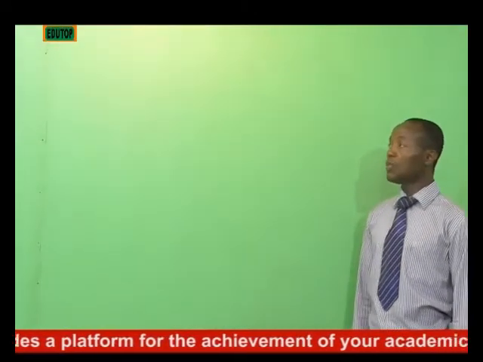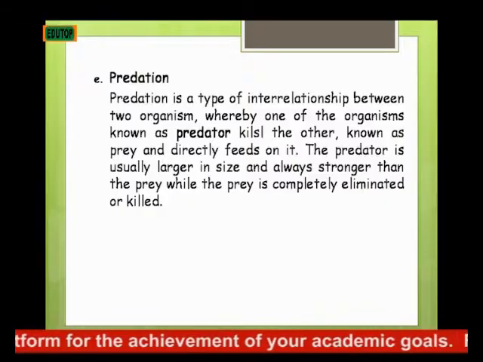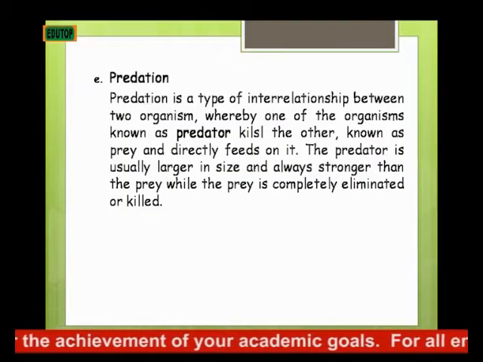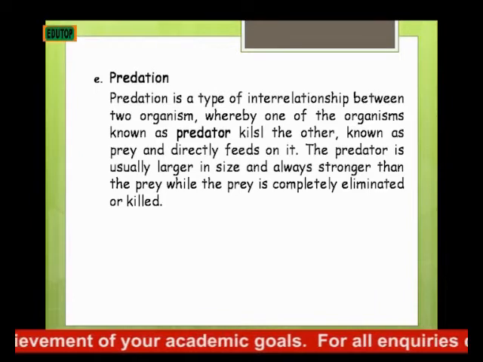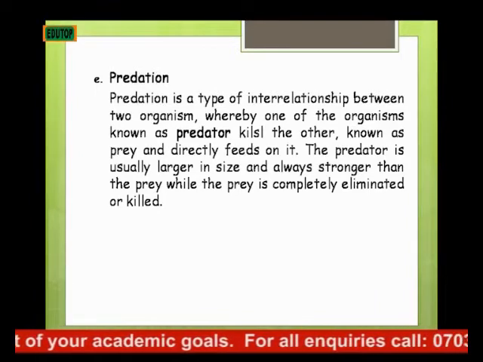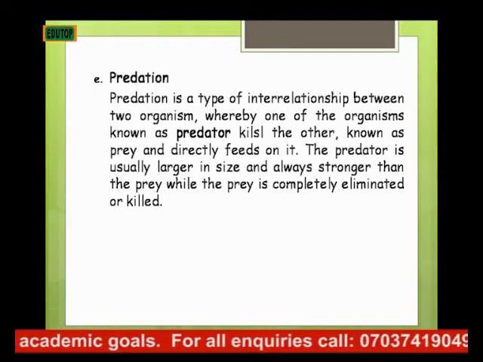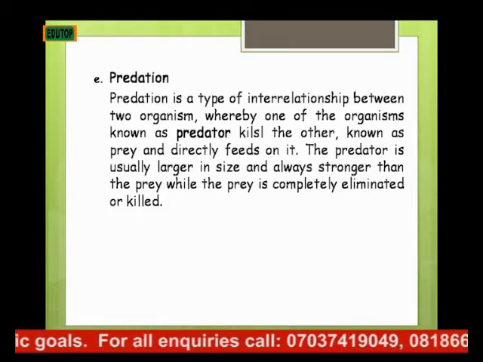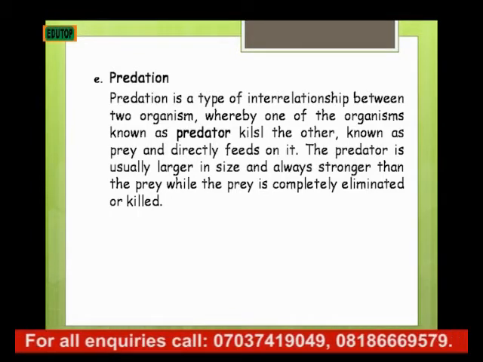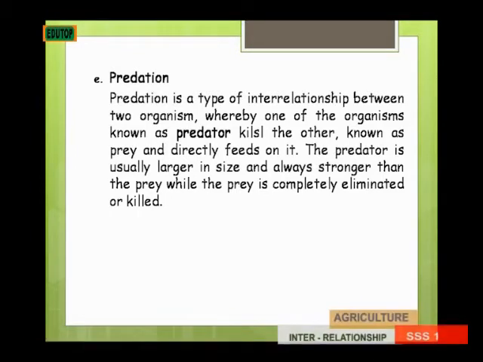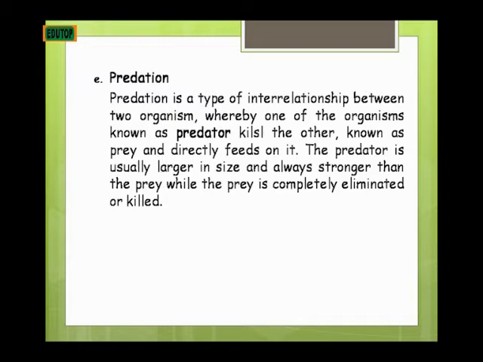Then the next interaction we'll be looking at is predation. Predation is a type of interrelationship between two organisms whereby one of the organisms, known as the predator, kills the other, known as the prey, and directly feeds on it. The predator is usually larger in size and always stronger than the prey, while the prey is smaller and serves as food to the predator.